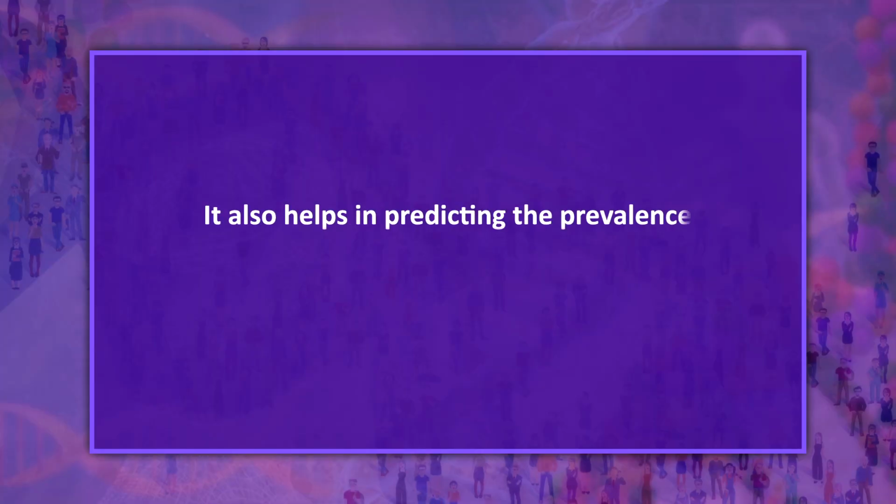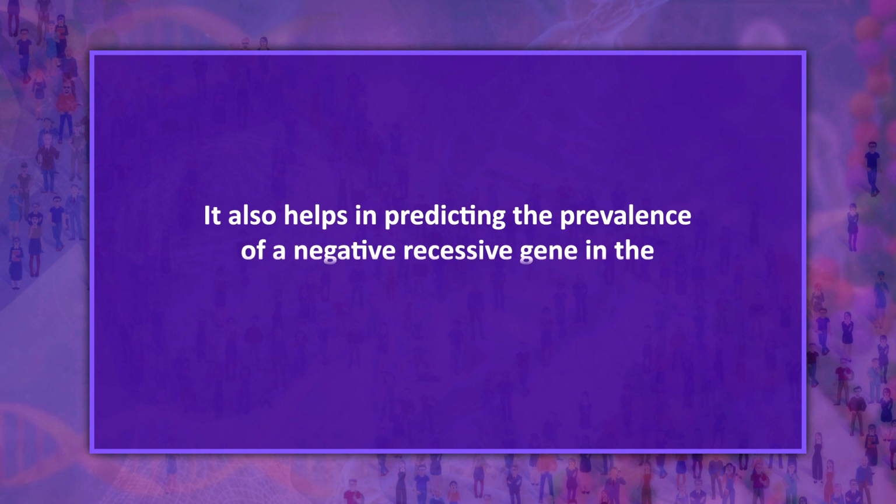If the real frequency in a population varies from the predicted value, then it is an indicator of one or more assumptions being disrupted and violated, which can be further investigated. It also helps in predicting the prevalence of a negative recessive gene in the heterozygous carriers.